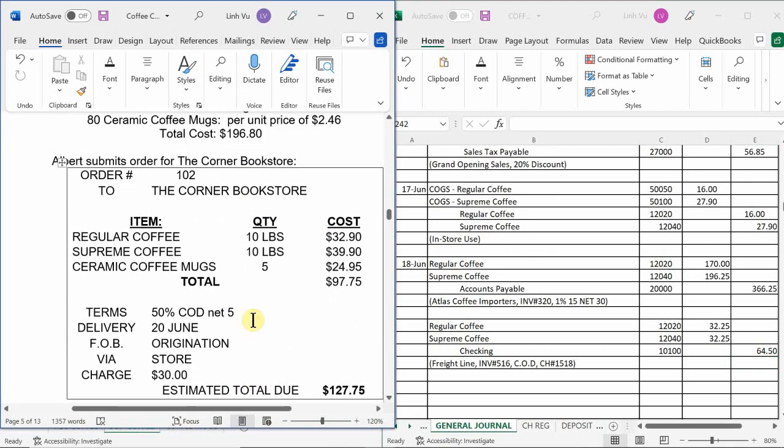Okay. Then Albert submits another order, for the corner bookstore. The corner bookstore wants to order 10 pounds of regular coffee, 10 pounds of supreme coffee, and of course 5 ceramic coffee mugs, giving a grand total of $97.75. You're going to charge him $30 worth of shipping. Estimated total is going to be $127.75. Okay. What do we do with the sales order?